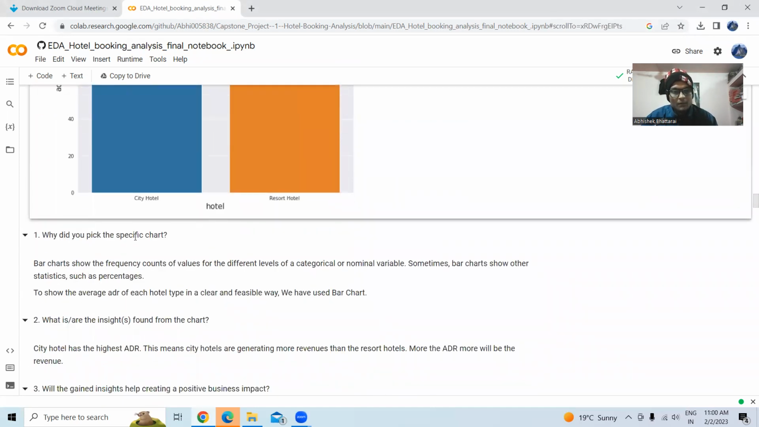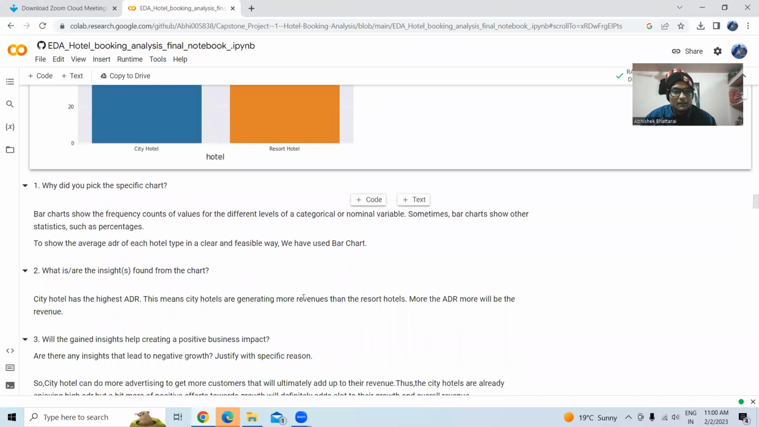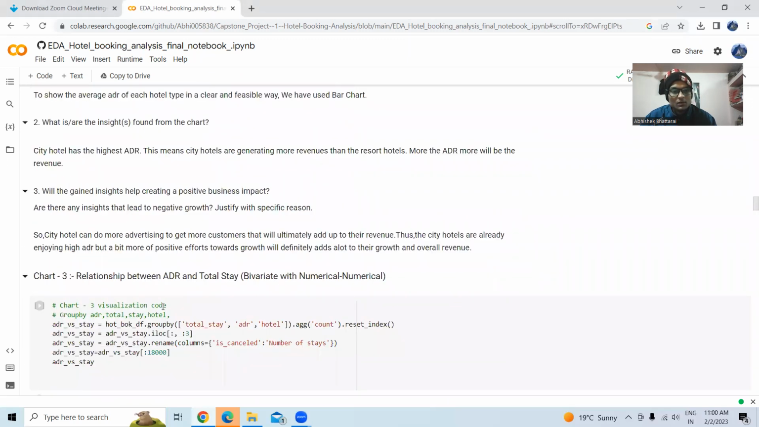I have picked the bar chart here because a bar chart shows the frequency counts of values for the different levels of a categorical or nominal variable. Sometimes bar charts show other statistics such as percentages. To show the average ADR of each hotel type in a clear and feasible way, we have used the bar chart here. These things are written here also.